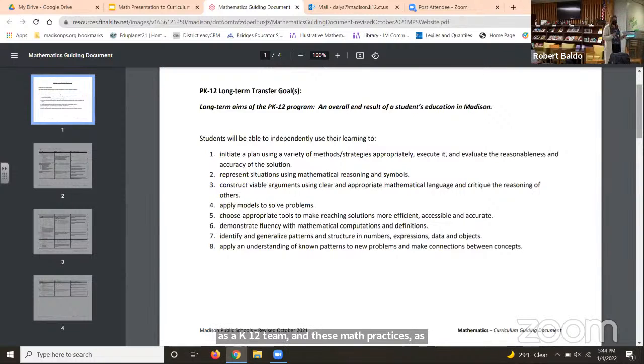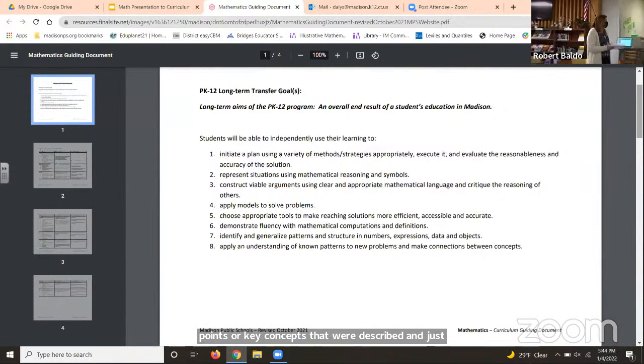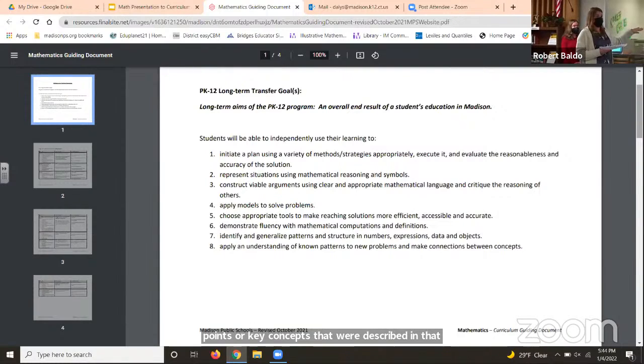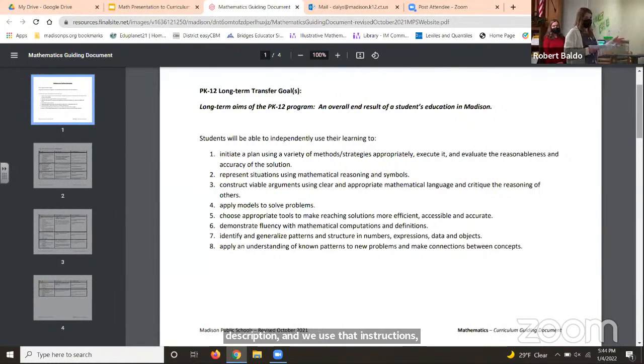And so as a K-12 team, we came together and we unpacked that first math practice, and we really looked at the description, and we highlighted any key points or key concepts that were described in that description, and we used that description to write our transfer goals. So these are, in our own words, what we took out of math practice 1. So math practice 1 really aligns to our transfer goal 1. Math practice 2 really aligns to the second transfer goal, and so on.